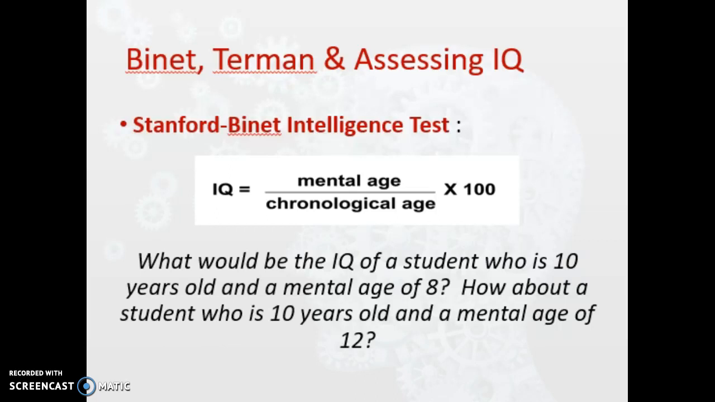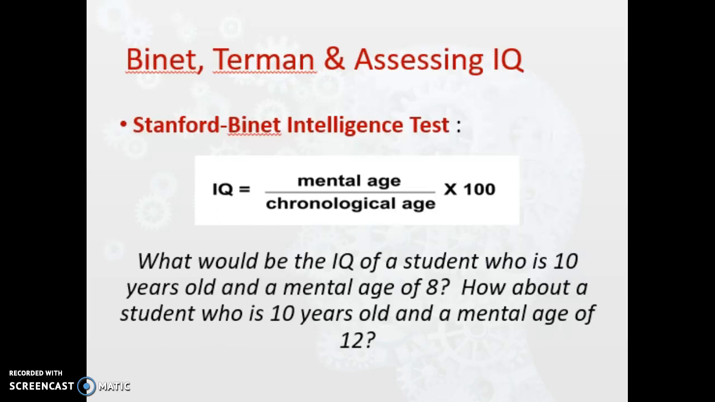You may recall that we've discussed how the average IQ is 100. It makes perfect sense. If you're 16 years old, that would be your chronological age, and you are an average 16-year-old, you would have the mental age of a 16-year-old. 16 divided by 16 is 1, times 100. That gives you your average IQ of 100.